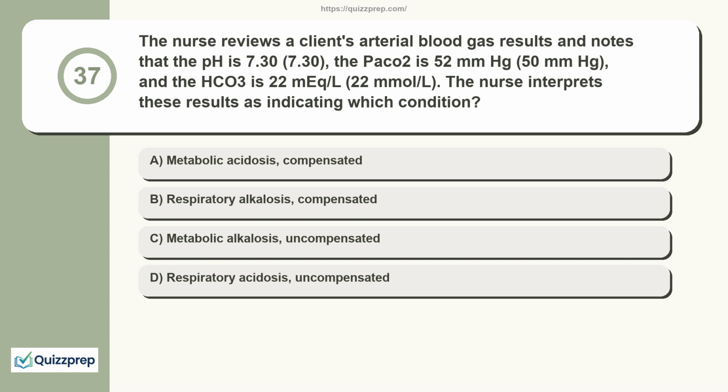Question 37. The nurse reviews a client's arterial blood gas results and notes that the pH is 7.30, the PaCO2 is 50 mm Hg, and the HCO3 is 22 mEq/L. The nurse interprets these results as indicating which condition: metabolic acidosis, compensated; respiratory alkalosis, compensated; metabolic alkalosis, uncompensated; respiratory acidosis, uncompensated.